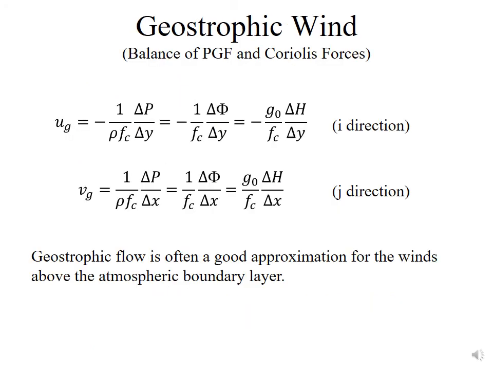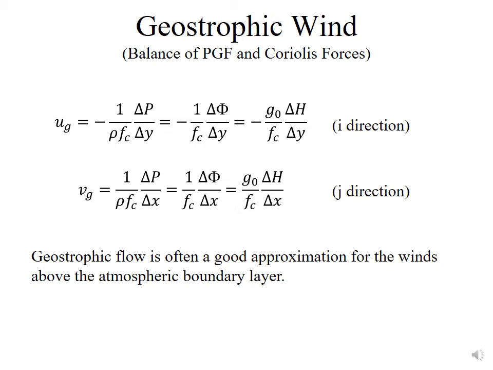The geostrophic wind equations, if you want to solve for the u component of the geostrophic wind in terms of the pressure gradient, it's -1 over rho times the Coriolis parameter times delta P over delta y, not x, delta y. You can also write the geostrophic wind in terms of the gradient of the geopotential phi, or you can write it in terms of the gradient of the geopotential height, h. And you just have slightly different constants out in front.